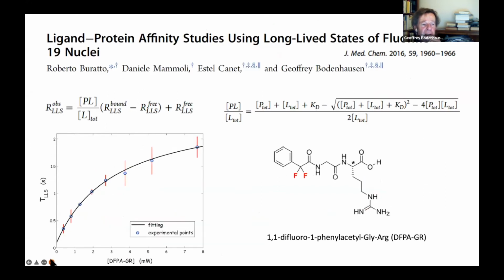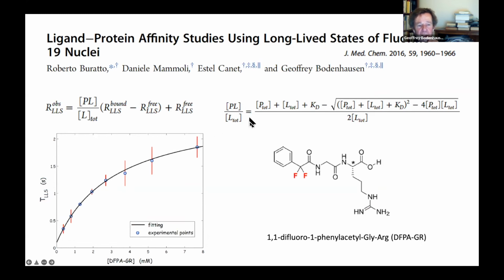In fact, we've also done this with fluorine 19, and this is a different molecule where these two fluorines are not equivalent because there is a stereogenic carbon a few bonds down the line. And so they have different chemical shifts, and we can use the Sarkar sequence in this case and measure the long-lived state. And the decay rate of the long-lived state is a linear combination of the free rate and the difference between the bound and the free rate, multiplied by this ratio, the concentration of the complex protein-ligand divided by the total concentration of ligand.